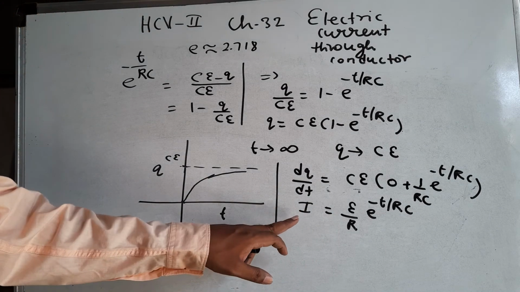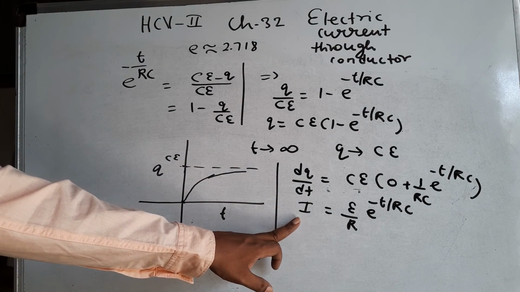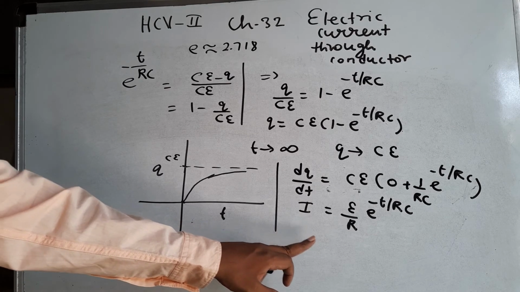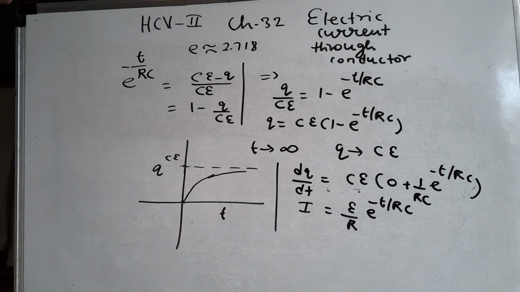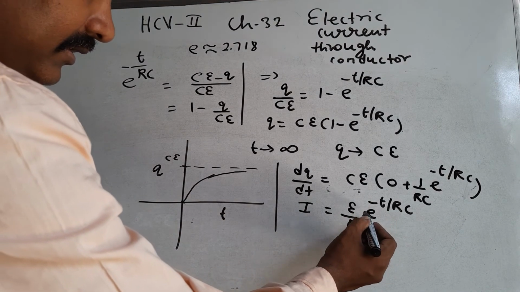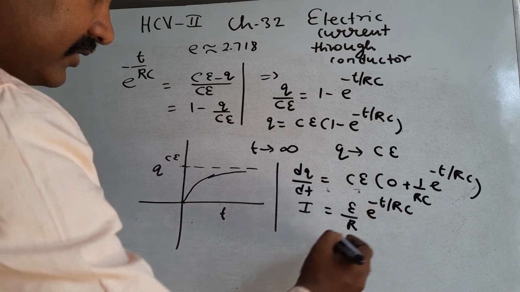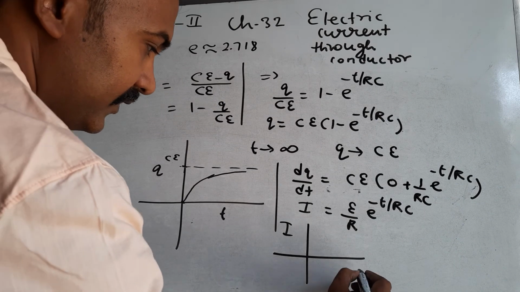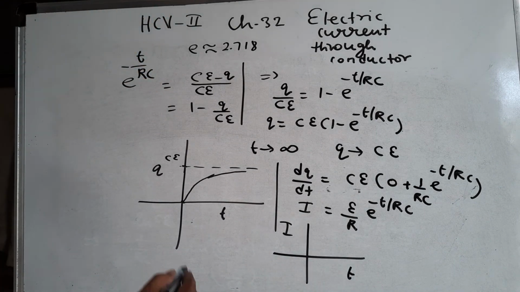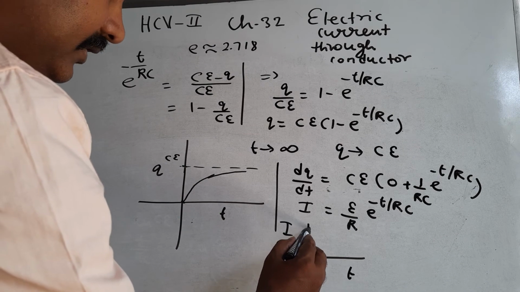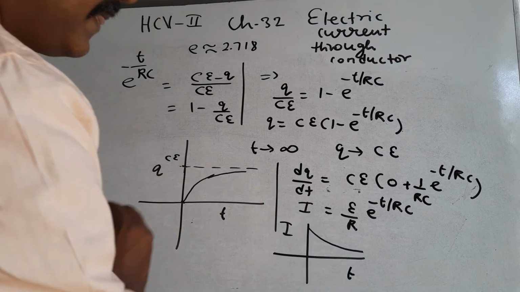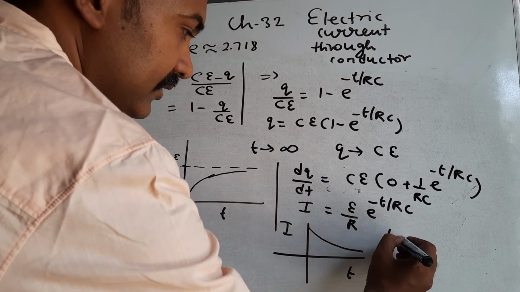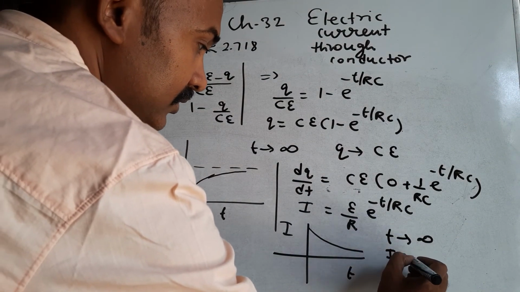Often the author writes small i for current because it's a variable current. It doesn't remain constant with time, it changes with time. And from this graph, you can also see the value of i, the exponential function, again e raised to minus t by rc. The current, instead of increasing, we expect that the charge is increasing, but the current will decrease, and ultimately it will become 0. As t tends to infinity, current will become 0.